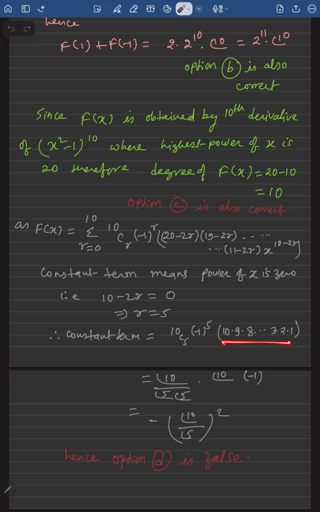And this one is factorial 10. 10C5 is factorial 10 upon factorial 5 into factorial 5, because nCr means factorial n divided by factorial (n minus r) and factorial r. Using that, you can see that it is factorial 10 upon factorial 5 and factorial 10 upon factorial 5. So it is minus (factorial 10 upon factorial 5) whole square. But option D was only minus factorial 10 upon factorial 5. The square was missing there. So option D is false. Thank you.